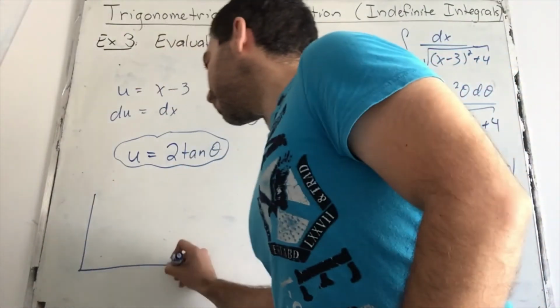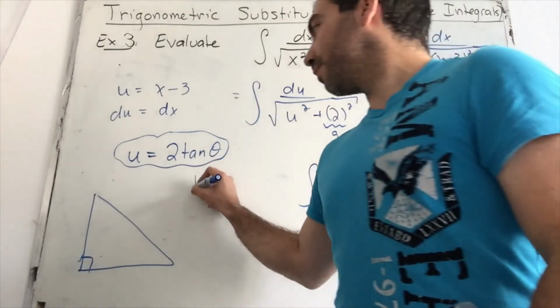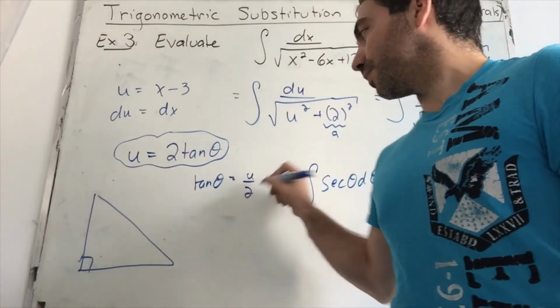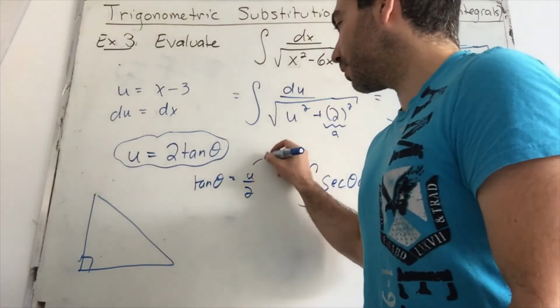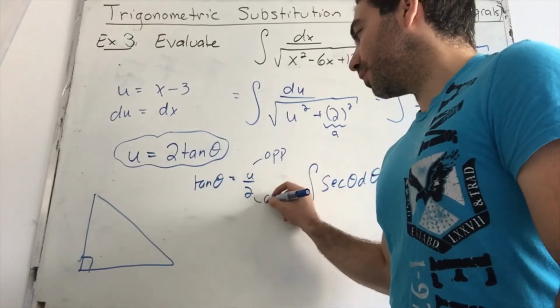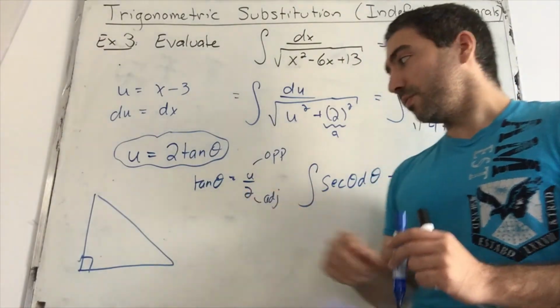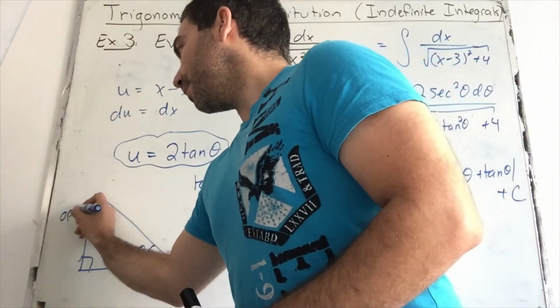So here's my 90-degree triangle, and now we're using it with tan. So we could write tan theta divided by 2 as u over 2. And from our trig knowledge, we know that tan is equal to opposite over adjacent. So the opposite side is u. So if I take this angle here, this is my opposite side.